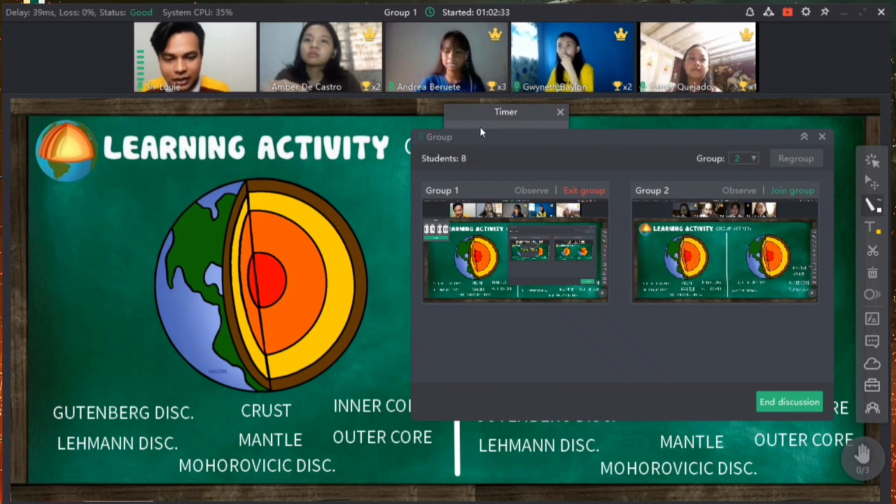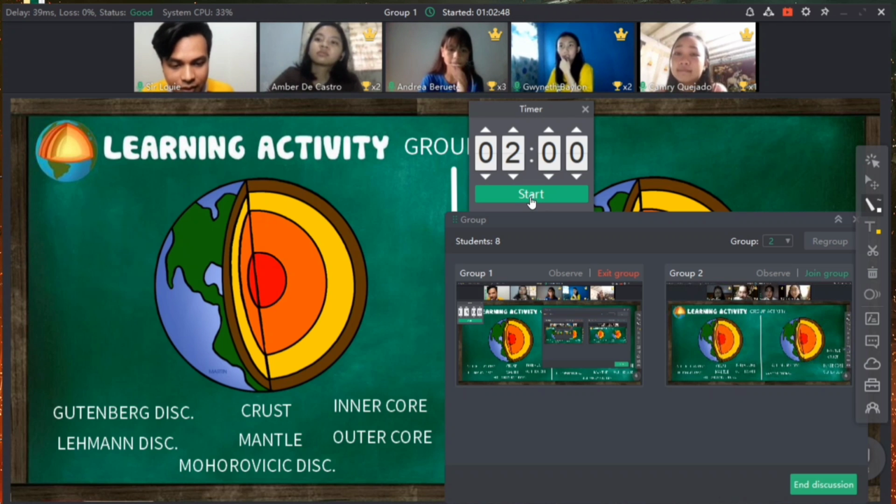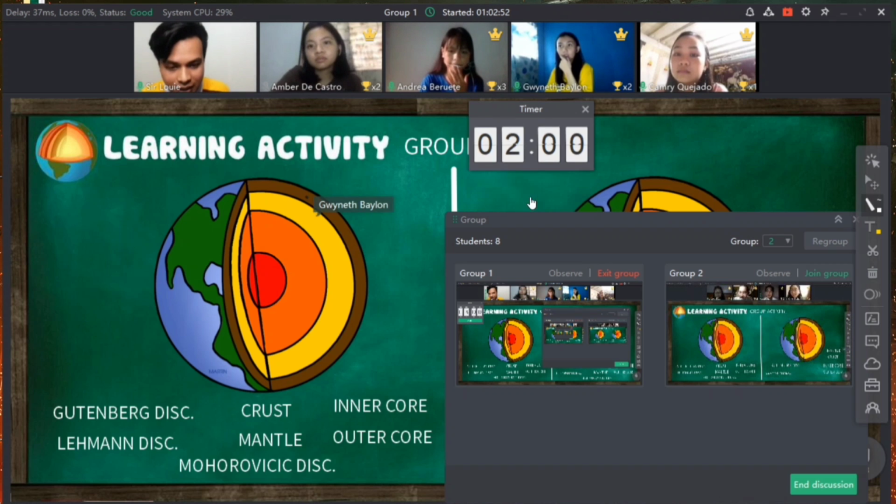Okay. Again, I will be giving you 2 minutes. I just want you to label the layers of the Earth in the image on the left side. Okay, so let us start. You may now start labeling the image now.